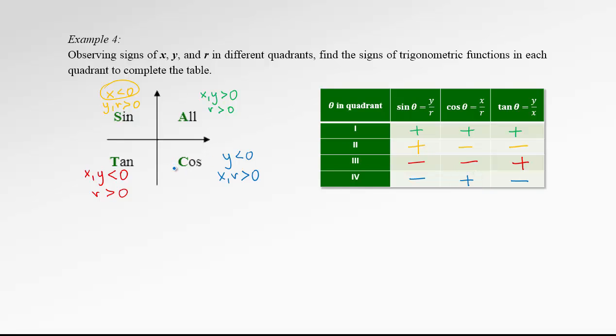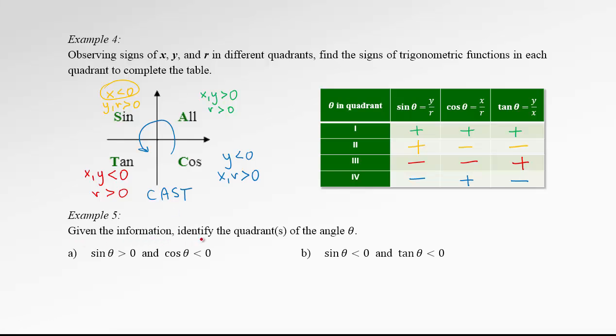To memorize those signs, we can follow the first letters of those words. If we start reading them counterclockwise, starting from the fourth quadrant, they spell CAST, C-A-S-T. This will help us remember which functions are positive in a given quadrant.